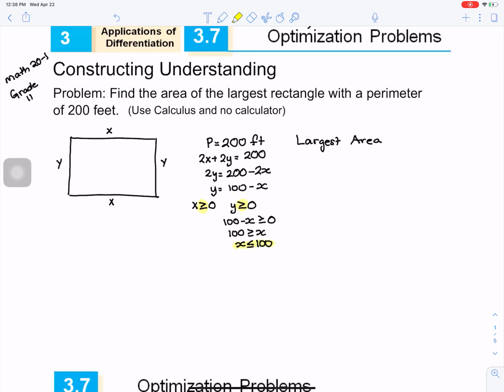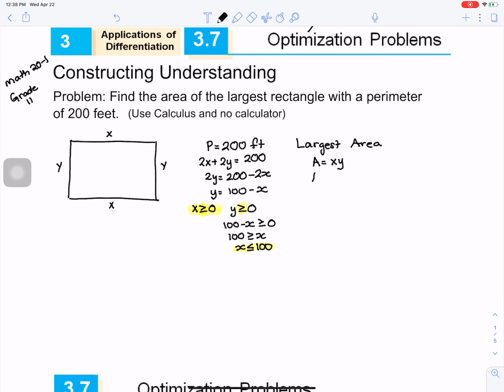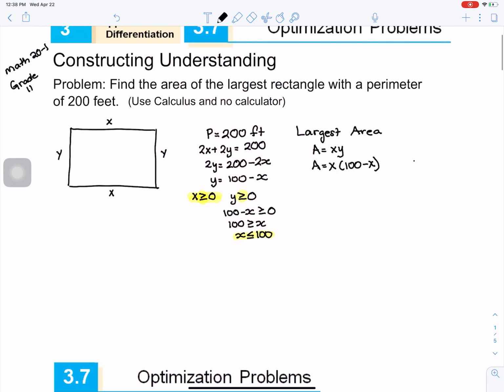So this is super important to know, because what's happening is I'm relating y to x, and my area of the rectangle is x times y, but that's too many variables to deal with for us. But I know that y is related to 100 minus x, and so I sub that in. Now in this equation, because my x has to be bigger than or equal to 0 and less than or equal to 100, I can set up a closed interval here where I'm required to find a max or min.